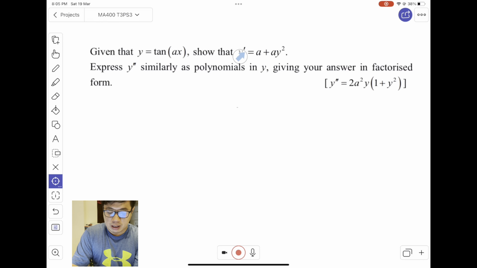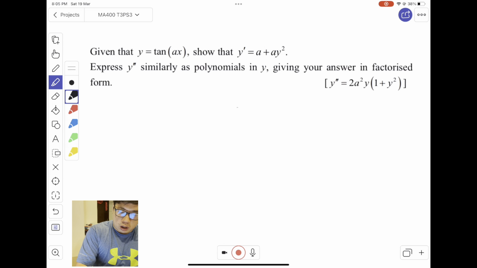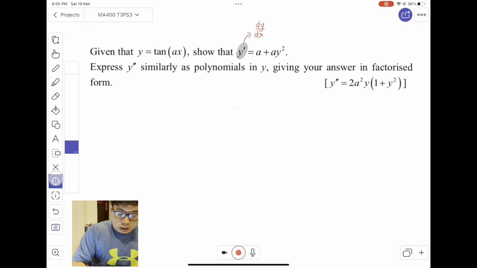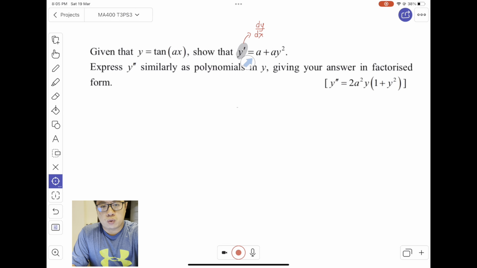Alright, so y prime here is actually referring to dy dx. Just in case you're not sure, this y prime is also another way for us to write down or express dy dx. So this question is just asking you to show that dy dx is equal to a plus ay squared, which is just involving some simple algebraic manipulation. It's not too difficult.